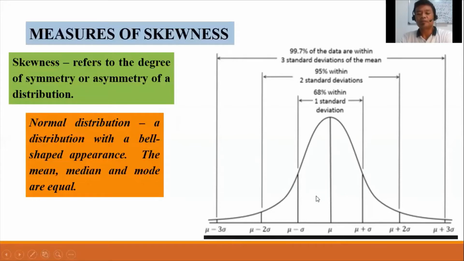From within one standard deviation from the mean, 68% of the scores are found within this area. Within two standard deviations, we will find 95% of the data. And on the outer part we have 99.7%, which means that almost all scores are found within this area.